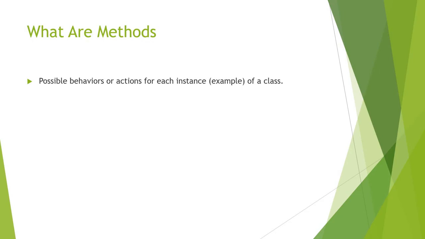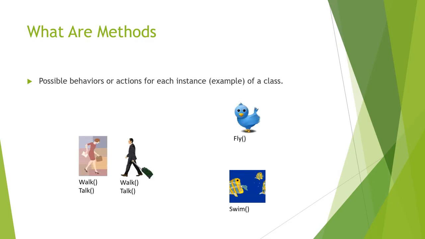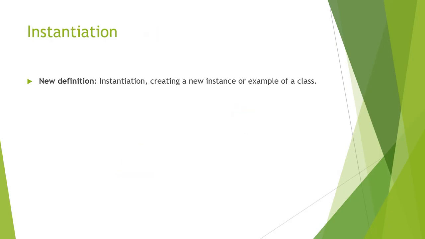Methods describe the possible behavior or action for each instance of a class. So here the methods are nothing but behaviors or the actions of each instance of the class. For example, the bird is flying, or the person is walking, the people are swimming. So these are the methods.